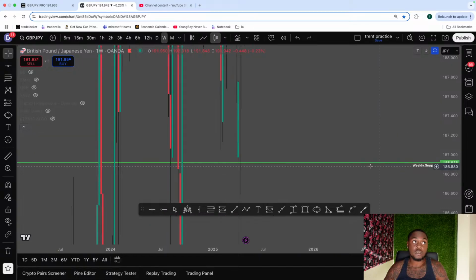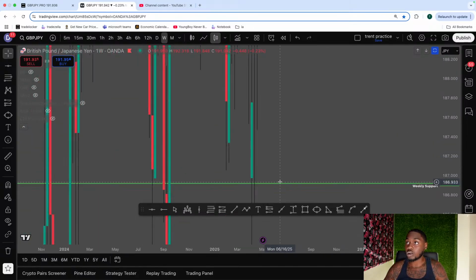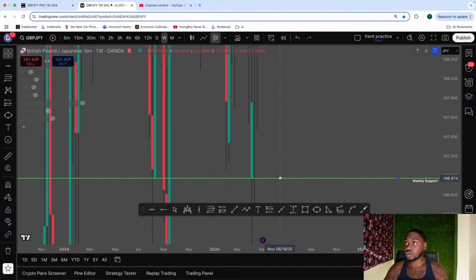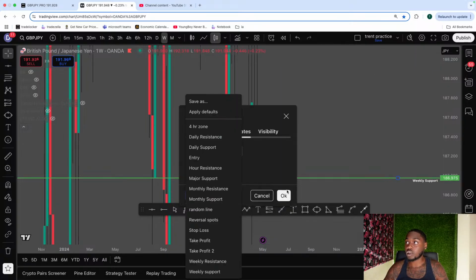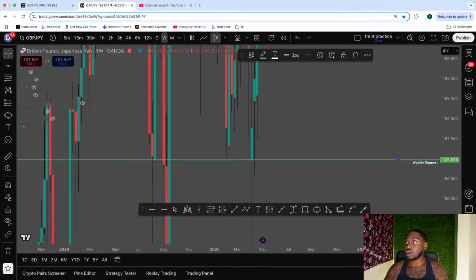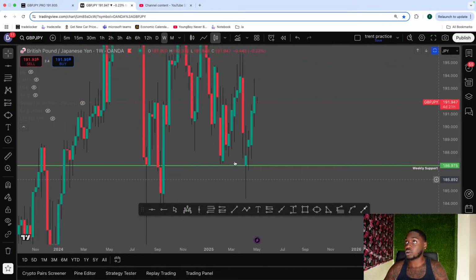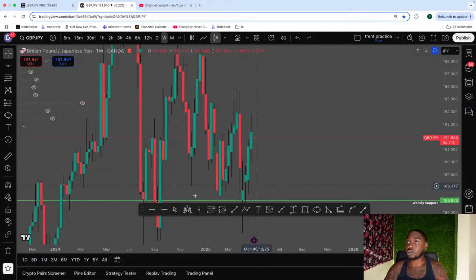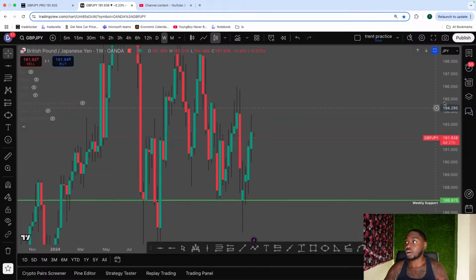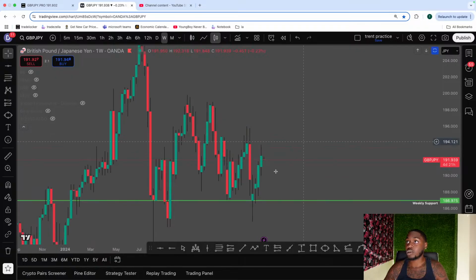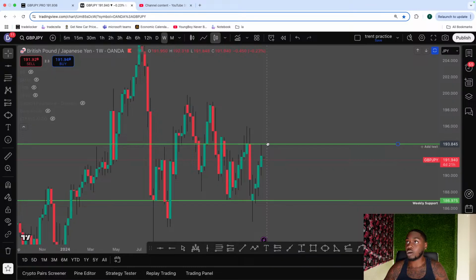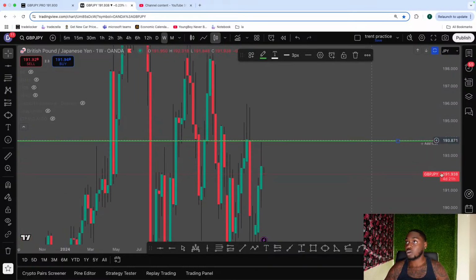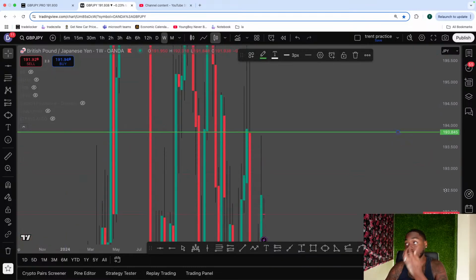But essentially you just want to get on the open of this week's candle. And looks like 186.975 is going to be the open. And because this is the most recent push from the weekly chart, this is why we have a weekly support level right here, 186.975. And we're going to also do the same for weekly resistance to figure out where price is heading next.